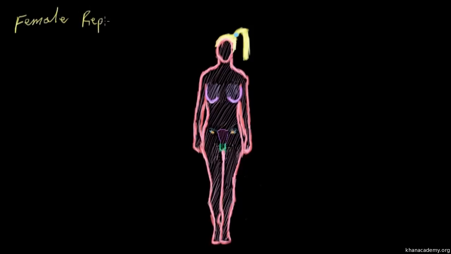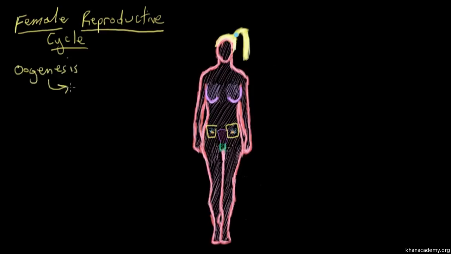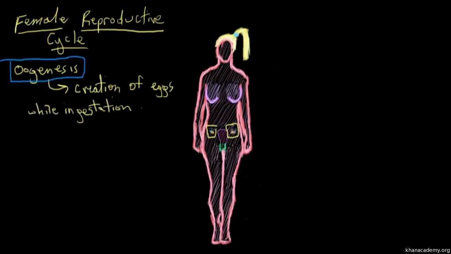So let's look at the female reproductive cycle. The female reproductive cycle refers to the maturation of eggs within the ovaries. The ovaries initially created these eggs during gestation. In other words, when a baby girl is in her mother's womb, the baby girl's entire egg supply will be created, but will remain in an inactive state. This process of egg creation is called oogenesis.